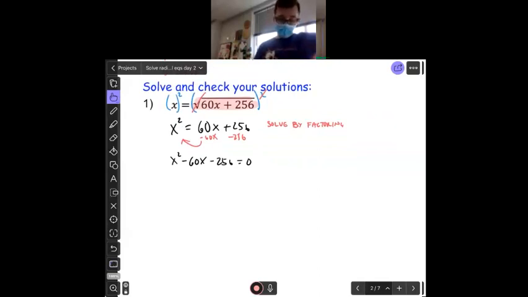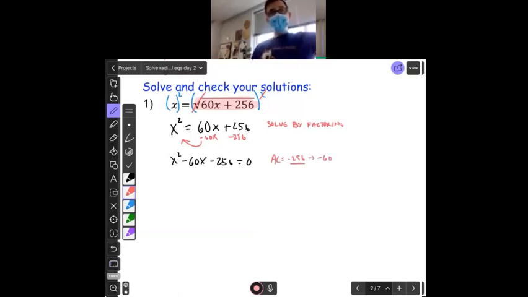All right, well, what's my AC? 1 times negative 256. And that needs to add to negative 60. I'm not too familiar with my factors of 256. So I need to start burning through this, right? How do I figure it out? Well, what's 1 times 256? Can't get 60 out of that. What about 2? Is 2 going into 256? 256 divided by 2, 128 times. That's not going to give me 60. What about 3? 256 divided by 3. Nope. 4. 256 divided by 4.